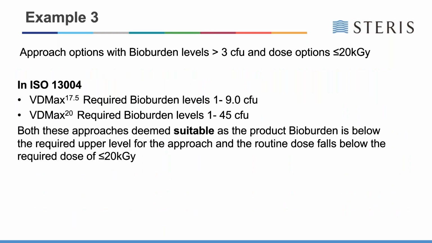The approach options for bioburden levels of greater than 3 with a dose of less than 20 kilograys in our ISO 13004. We have 2 approaches available. The VD Max 17.5 would require bioburden levels up to 9 CFUs, reference table 5, and then in VD Max 20, we could have bioburden levels up to 45 CFUs, reference table 6. Both of these would be suitable as they meet the criteria for bioburden and also the required upper dose of less than 20 kilograys.